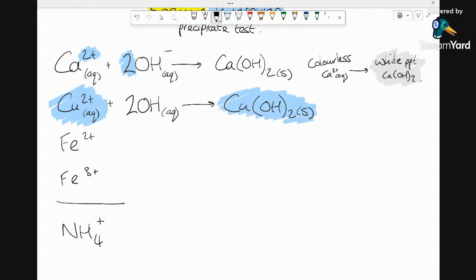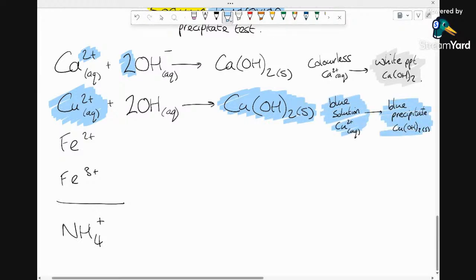So the words for this are, it went from a blue solution, Cu 2+ aqueous. Aqueous means dissolved in water. And it's going to form a blue precipitate, which is a solid, a blue precipitate of Cu(OH)2. I don't need to write it multiple times because you kind of get it. But it goes from blue to blue, but it does look distinctly different.